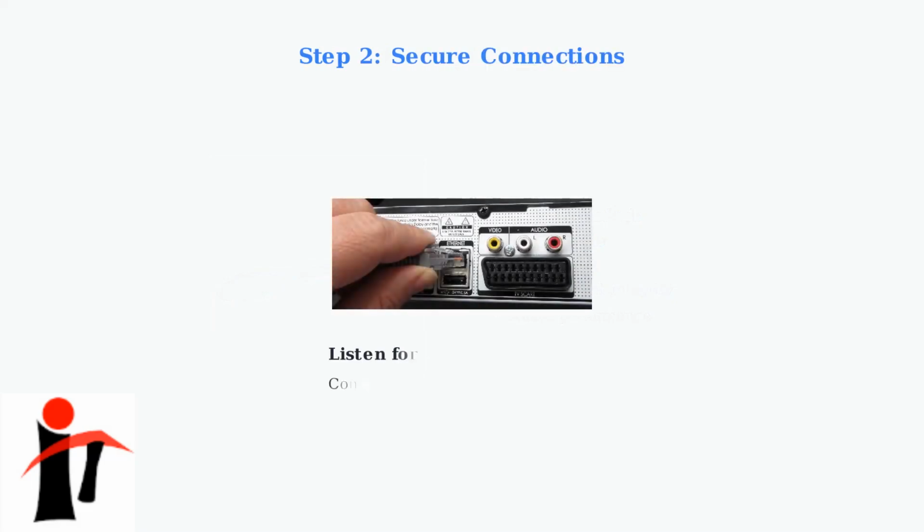Step 2. Ensure secure connections at both ends. The cable must be firmly plugged into your YouView box and your router. You should hear a click when the connector locks into place properly.